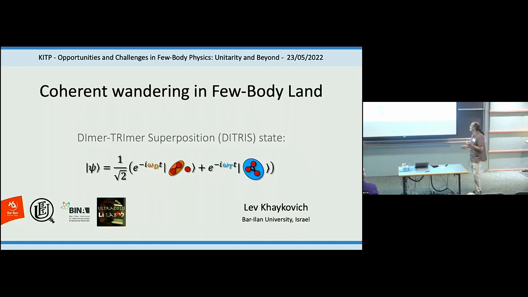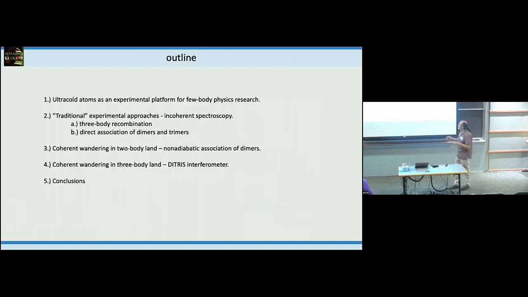So I'm going to talk first about some introduction to this experimental platform. I will tell you the traditional tools that were used before. All these traditional tools are essentially incoherent spectroscopy. Then I will tell you about our wandering, which is coherent wandering, first in two-body land and then in three-body land.